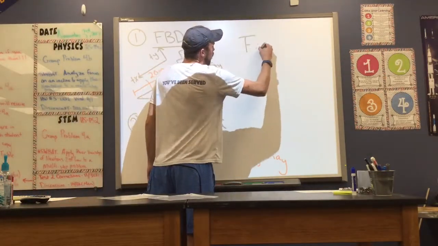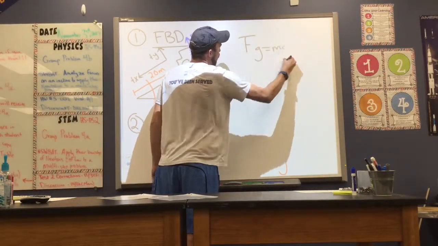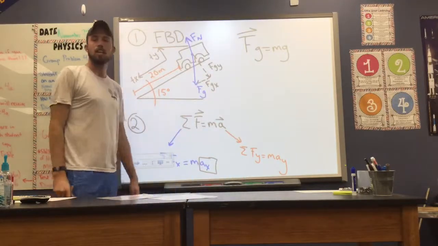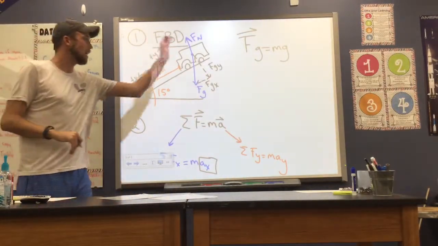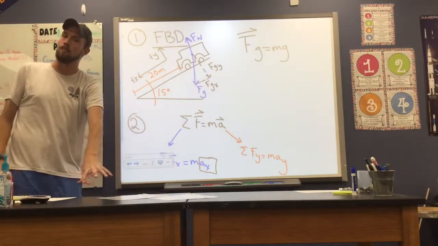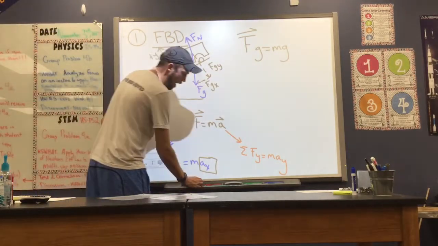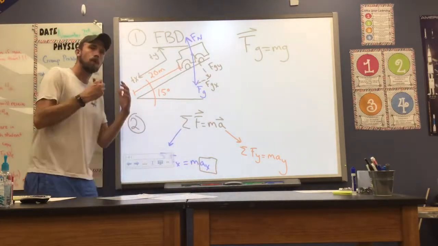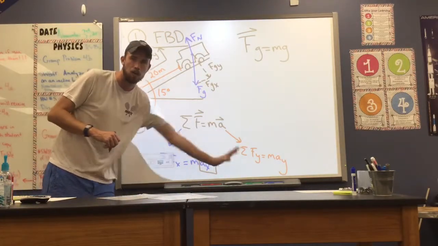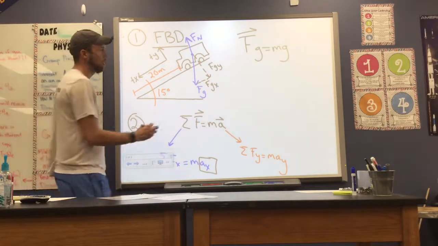You know, force of gravity is equal to mass times our gravitational constant. It's not just g, it's mass times g. You're given the mass in the problem statement, so we can find our force of gravity. Now, once we have that, force of gravity doesn't fit in one of our directions. We have to break it into its components.